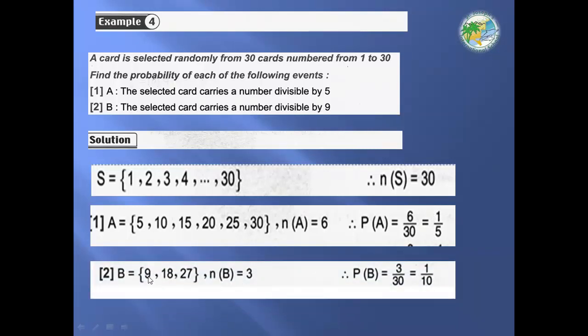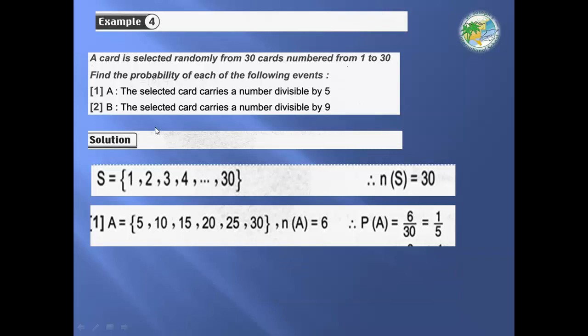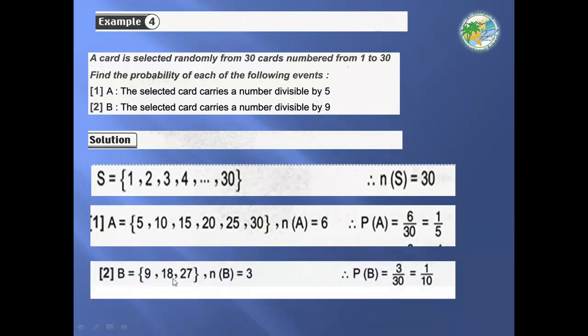B equals 9, which is what? The selected card carries a number divisible by 9. Start from 9 and add 9: 9 plus 9 is 18, plus 9 is 27. Then the probability of B: there are 3 such numbers. 3 over the total number of cards, which is 30, so divisible by 3 it will be equal to 1 over 10.